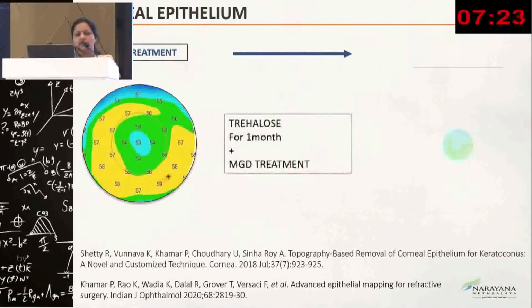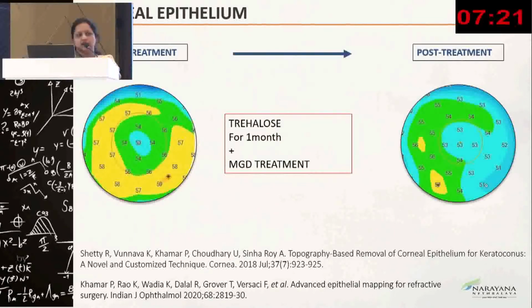In case the corneal epithelium is irregular, we use trehalose-based lubricant eye drops and treat any dry eye, and we try to regularize it. Trehalose is used even sometimes after KXL, because it increases the epithelial remodeling which can happen.